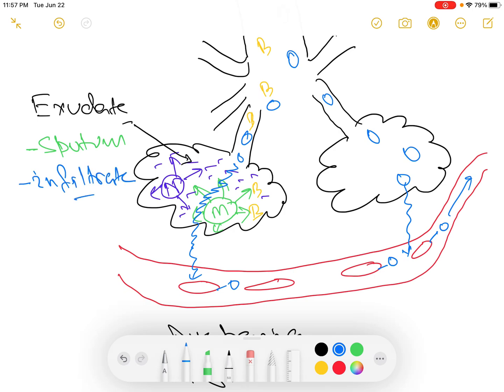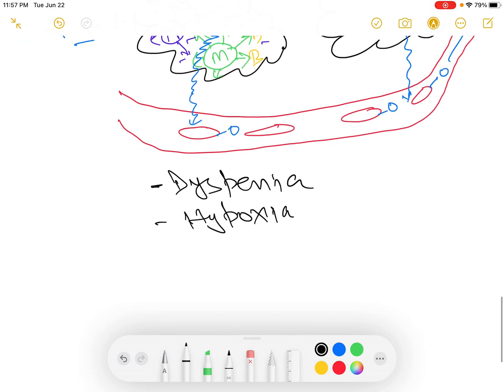And when you check the CBC, you will see elevated WBC and neutrophils. And a lot of this inflammatory response also raises the body temperature, so you get a fever. So this is exactly what happens in pneumonia in simple terms.